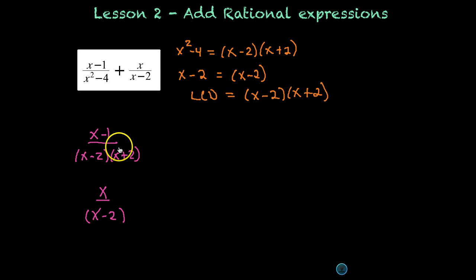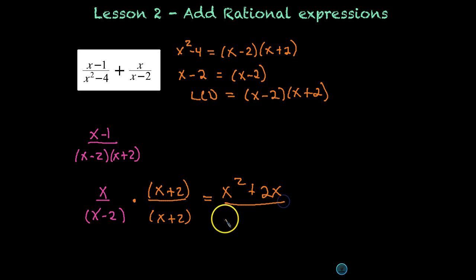Now let's go ahead and adjust our fractions so they'll have our lowest common denominator. Well, our first fraction, you can see, already has this lowest common denominator, so it does not need to be adjusted. Our second fraction, though, is missing part of our lowest common denominator. If you'll notice, it's missing the x plus 2. So what we need to do is multiply x times x plus 2 and x minus 2 times x plus 2. So we would distribute and get x squared plus 2x on top over x minus 2, x plus 2 on the bottom, which is our lowest common denominator.